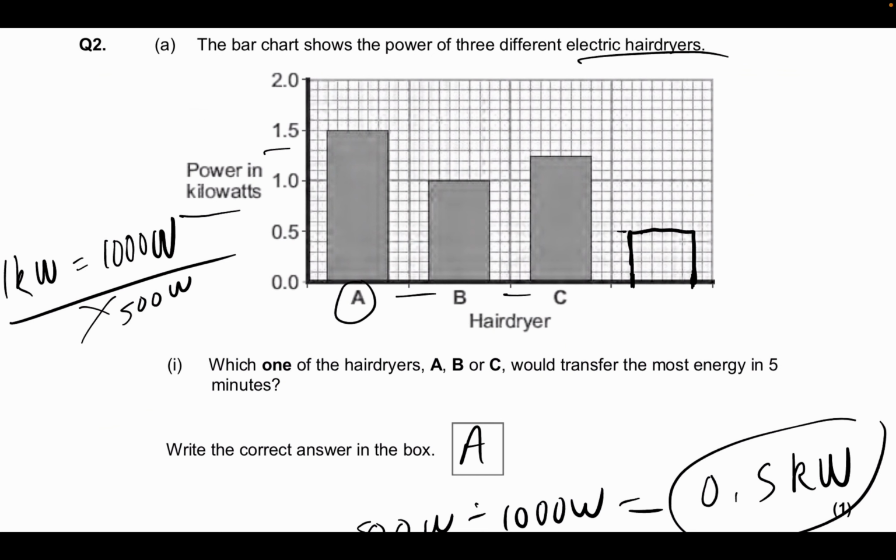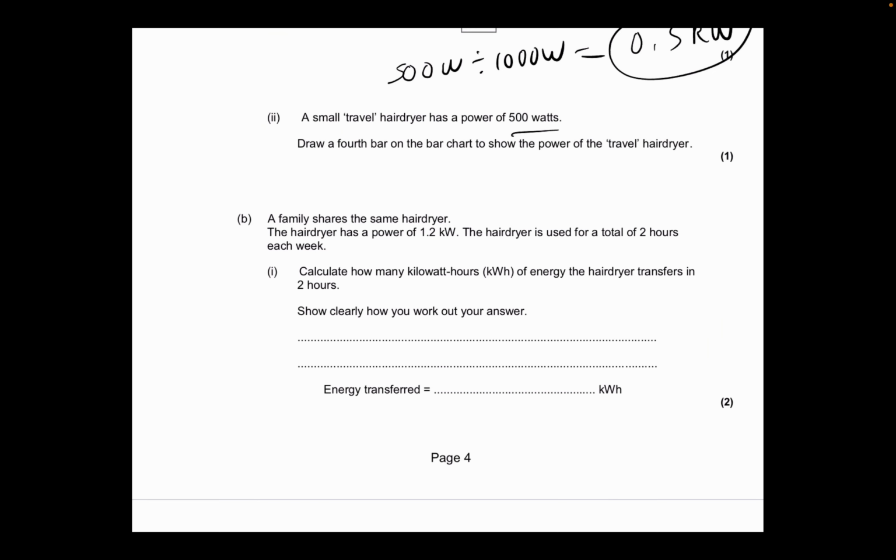The next question states that a family shares the same hairdryer. The hairdryer has a power of 1.2 kilowatts. The hairdryer is used for a total of 2 hours each week. You have to calculate how many kilowatt hours of energy the hairdryer transfers in 2 hours. Show clearly how you have worked out your answer. So now this is the energy transfer.